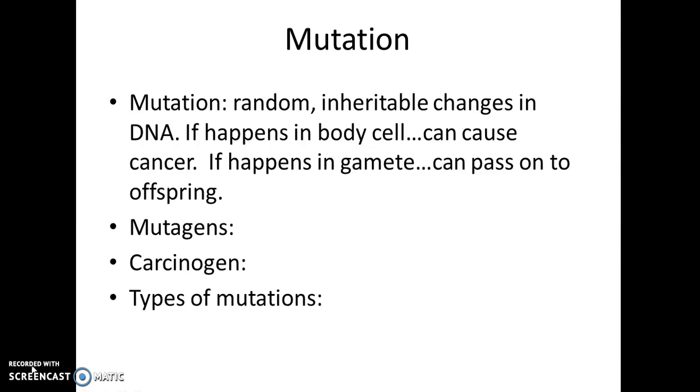This is going to be a short one. We're going to talk about mutations briefly here. And we know that mutations are random, inheritable changes in DNA. So if the mutation is passed on to a body cell, that can cause cancer. But if it's in your gamete, it can be passed on to the next generation, and you can pass those mutations on to your offspring.